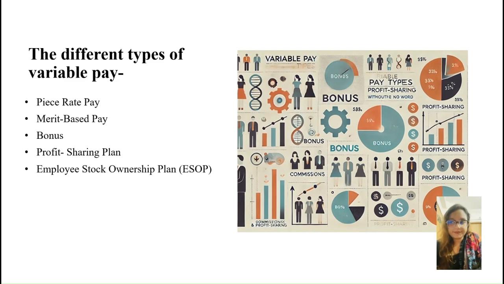Second is merit-based pay. Employees receive raises or bonuses based on their performance evaluations. For example, companies like Singer Bangladesh Limited implement merit-based pay. Third is bonus, a one-time payment or reward given to employees for achieving specific goals or meeting performance targets. For example, Mastin Garments Limited, a leading apparel manufacturer in Bangladesh, provides bonuses to employees based on their performance evaluations.